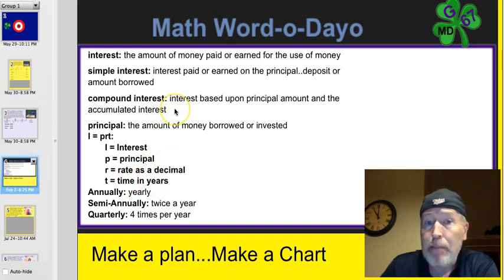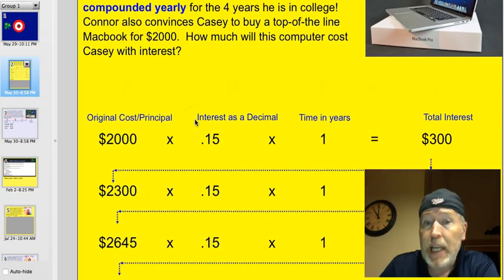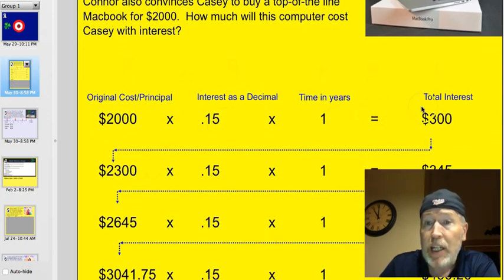Now tonight, compound interest. This is interest based upon the principal amount and the accumulated interest. Remember what Casey had going on here? The second year, he was paying interest on not only the $2,000, but also the interest from the first year. So in compound interest, in a nutshell, you're paying interest on the principal and on the interest. Okay?